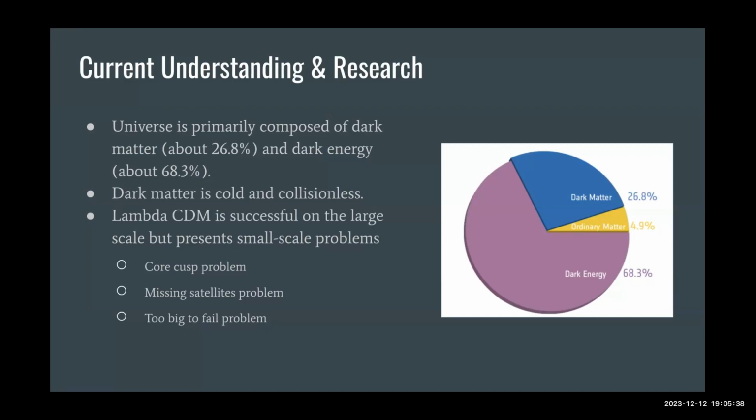it has some challenges when applied to smaller scales, such as within galaxies. And these problems include the core-cusp problem, the missing satellites problem, and the too big to fail problem. Our ongoing observations and experiments aim to refine our understanding of these challenges we face.